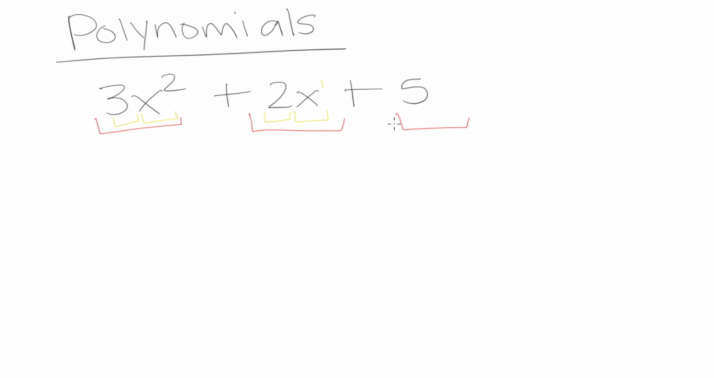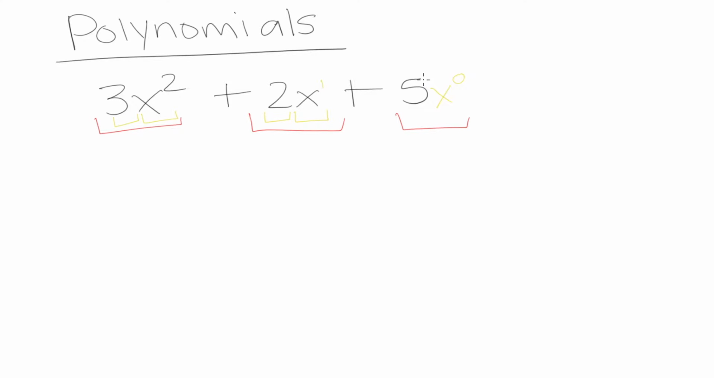1. Now you might be wondering how this 5 by itself is considered a term when it doesn't look like it is a coefficient multiplied by a variable that's raised to a power. But we can write this 5 simply as 5x raised to the power of 0. And we know that anything raised to the power of 0 is simply 1. So this would be 5 multiplied by 1, which is simply just 5.